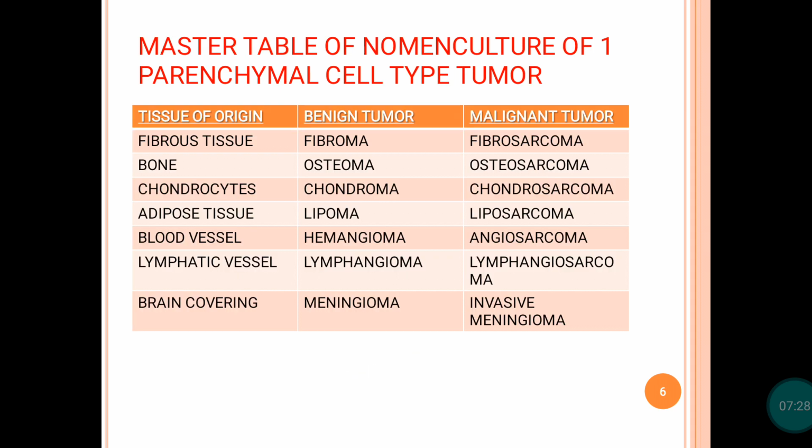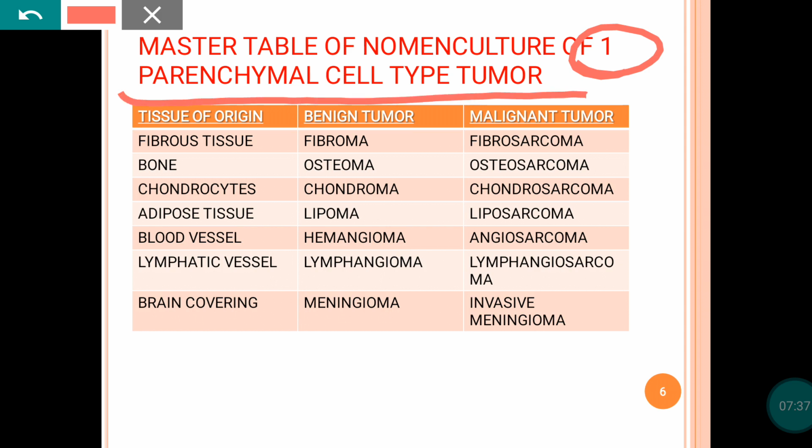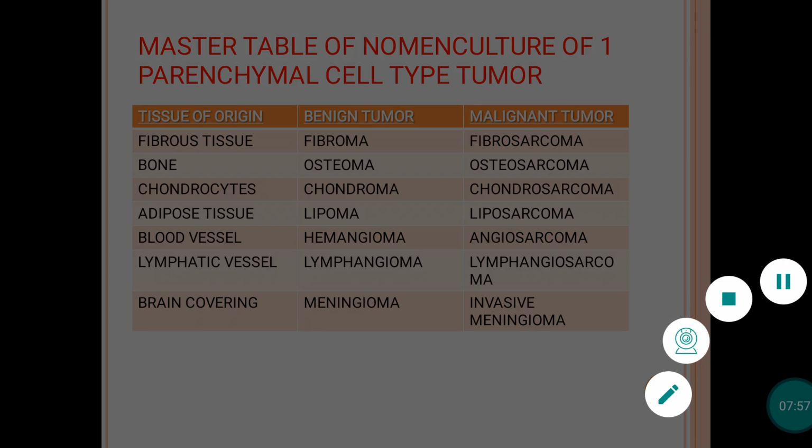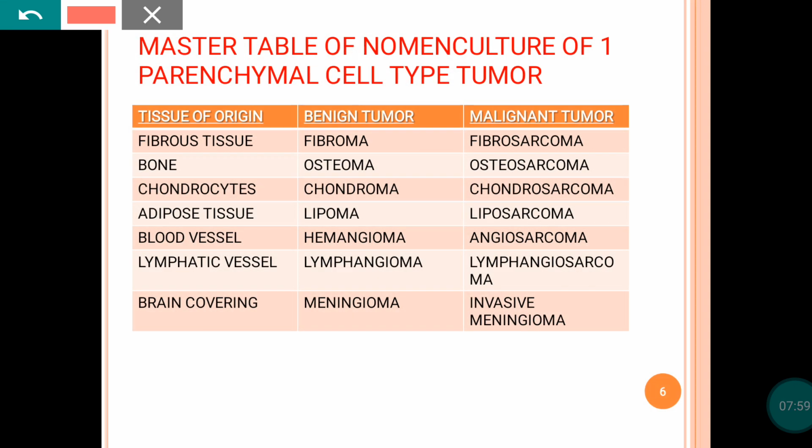So now this is a master table of the nomenclature according to the tissue of origin. It consists of one parenchymal cell type. The tumor parenchyma is of that one cell type. I mean the cell type is only one. If we are talking regarding fibrous tissue, then it is pure fibrous tissue. If we are talking regarding blood vessel, then it is only blood vessel. Means it is the one parenchymal cell type. So now let's start the discussion.